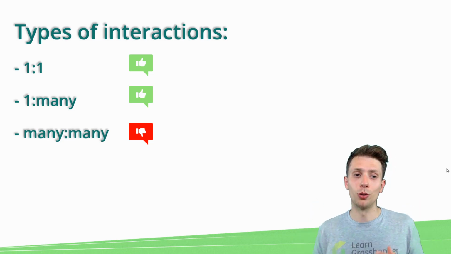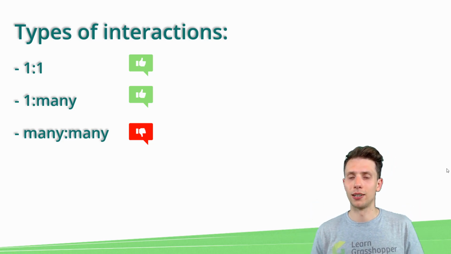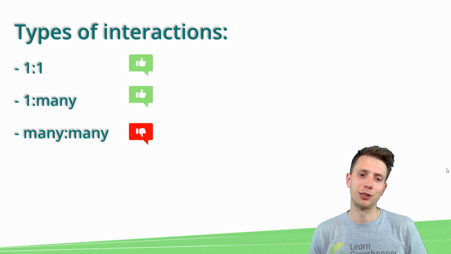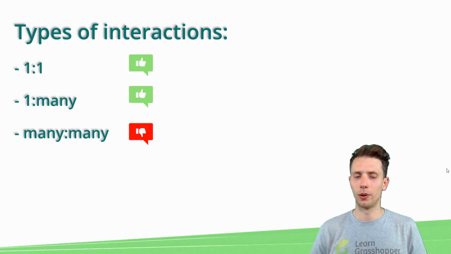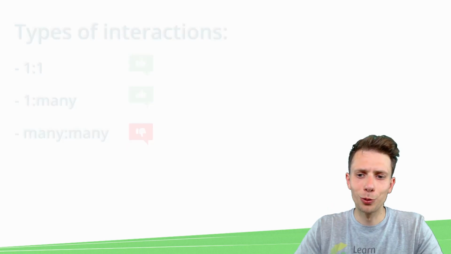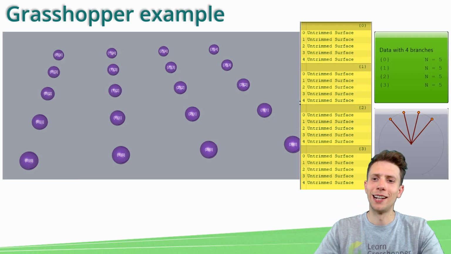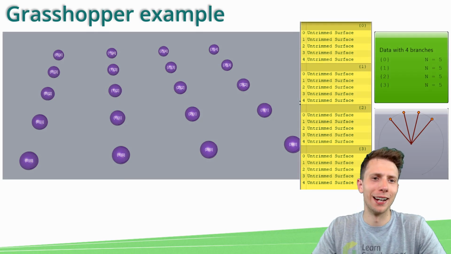However, we should avoid many to many. For example, if we have two houses in one and 4 houses in the second one, it will be hard to understand how Grasshopper works. Let's go to a more practical example, and let's see how it looks in Grasshopper.